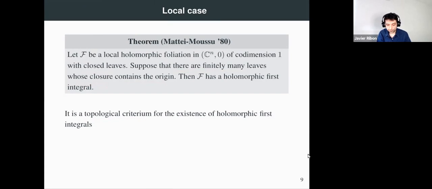So if you have this situation, a local holomorphic foliation of codimension 1, you have that the property of having a holomorphic first integral is indeed topological. It's, of course, because this is indeed an if and only if. If you have a holomorphic first integral that is non-trivial, then all leaves are closed, and there are finitely many leaves whose closure contains the origin.